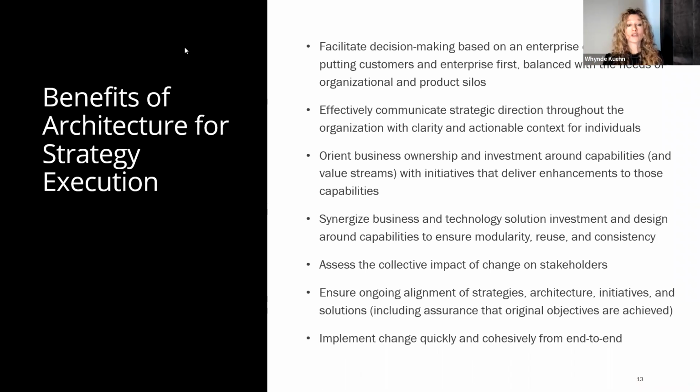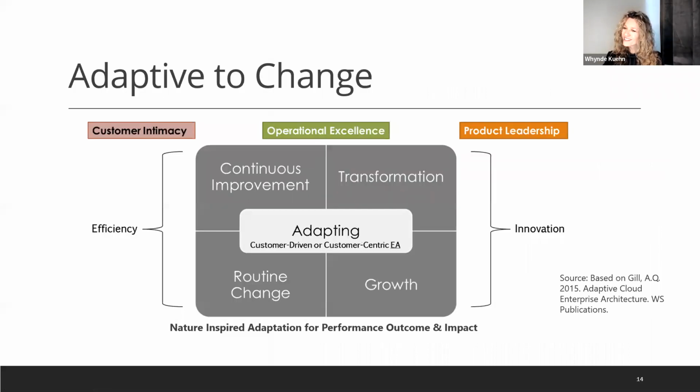And organizations do orient business ownership. And this is a big shift, right? We shift business ownership and investment around capabilities and value streams. And that might involve one executive or multiple executives doing that together. And then the initiatives deliver enhancements to those capabilities in value stream context. We can get a lot more synergy around reuse and modularity as we design. We can assess collective impact of change on stakeholders across all the things that we're doing. We can ensure ongoing alignment of strategy, architecture, and initiatives, replan when we need to, and implement change quickly and cohesively from end to end, which is that competitive advantage, or the way that we best achieve our missions. So with that, Asif, I will turn it over to you.